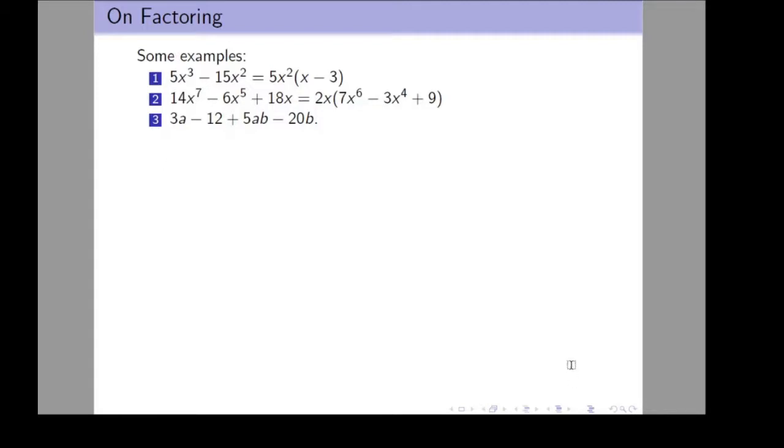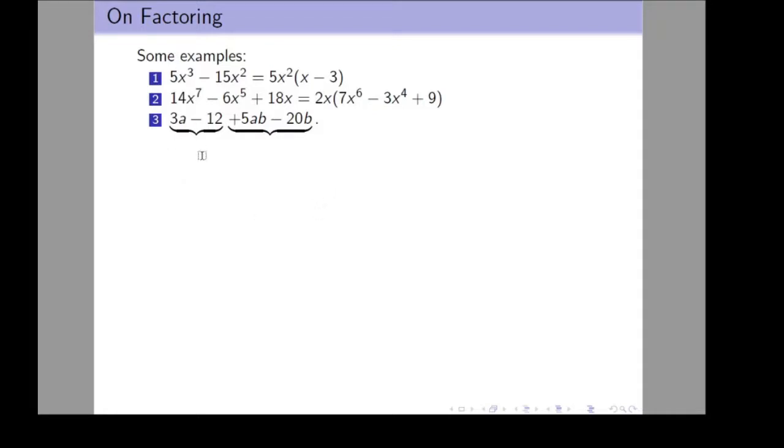On the third one, we're going to notice there are an even number of terms, in this case 4. And when there's an even number of terms, we're often going to want to try to factor by grouping. So here, I'm going to break this into two separate pieces, the 3a minus 12 and the 5ab minus 20b, and see if I can factor a common term out of each of them separately.